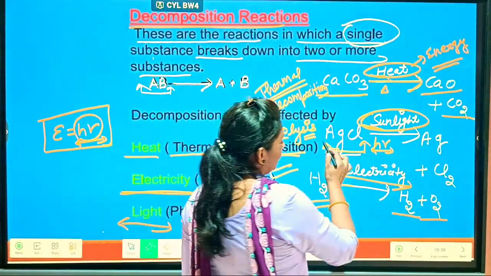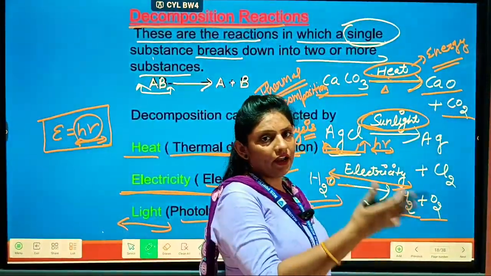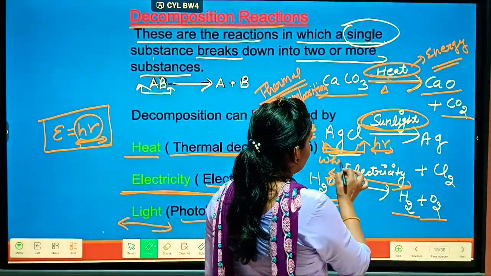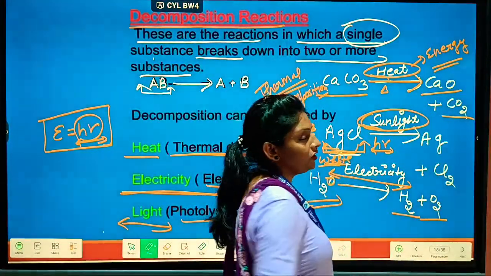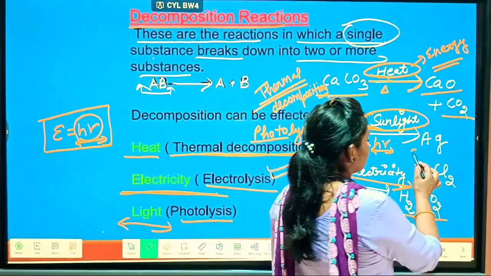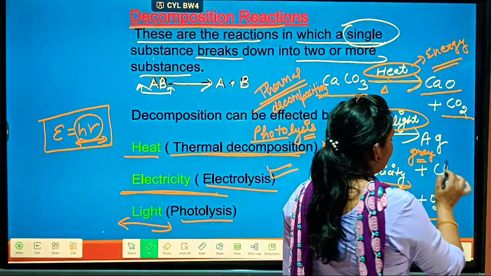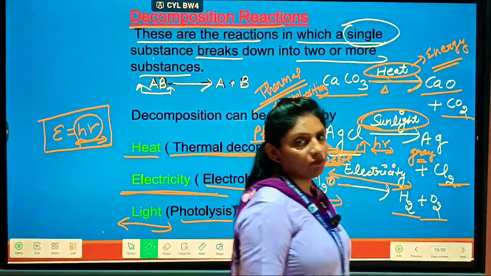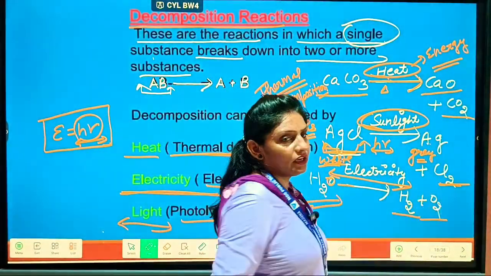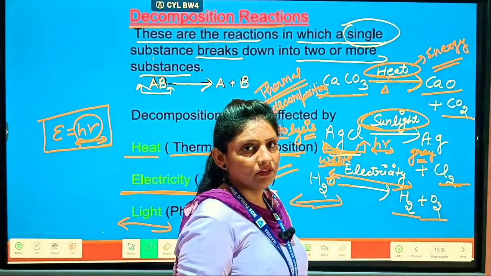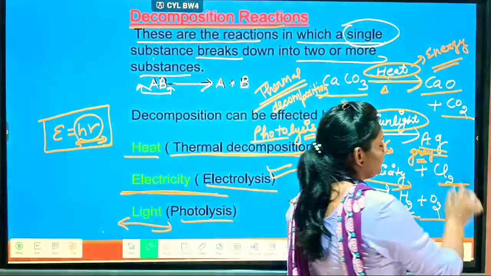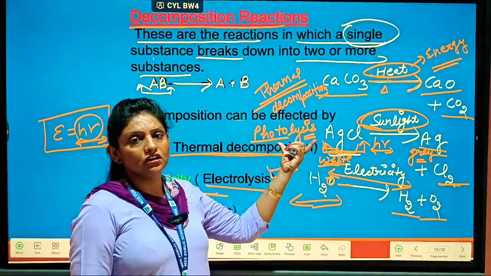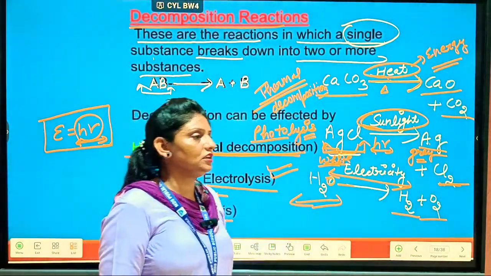Like that, if we keep silver chloride in atmosphere in sunlight, then what will happen? The white color silver chloride turns into gray color. Why is it? You know very well. Because production of silver and chlorine gas takes place. This chlorine can escape out in atmosphere. Then we will get only silver there. So it is also an example of decomposition. And what type of decomposition? It is photolysis. I hope it is clear to you.